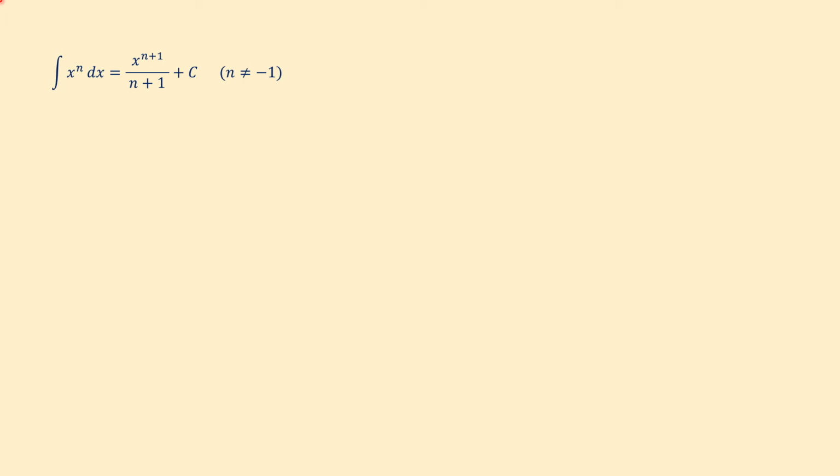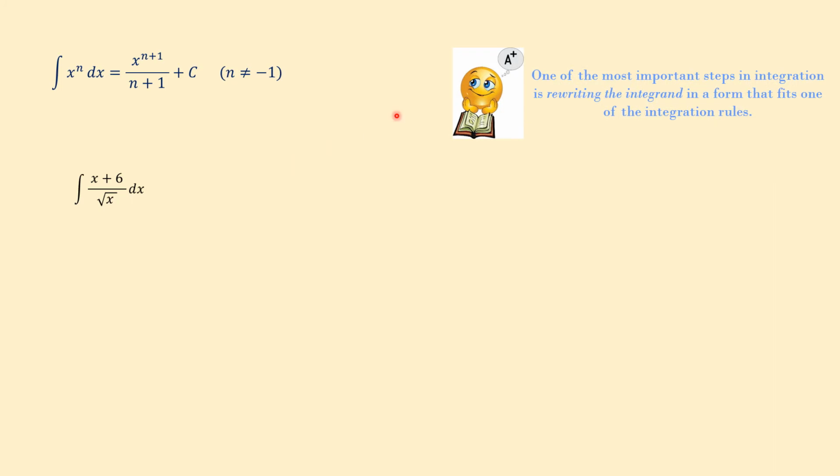In this video, we want to integrate some functions that we cannot straightly integrate. Before integrating these functions, first we have to rewrite them in a form that fits with one of the integration rules. As I mentioned before, one of the most important steps in integration is rewriting the integrand. By integrand, I mean the expression in front of the integral, in a form that fits one of the integration rules.